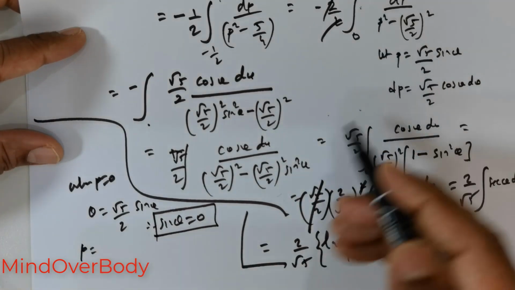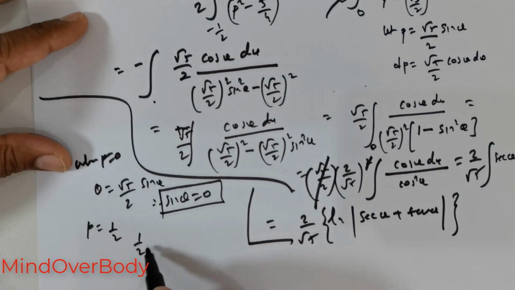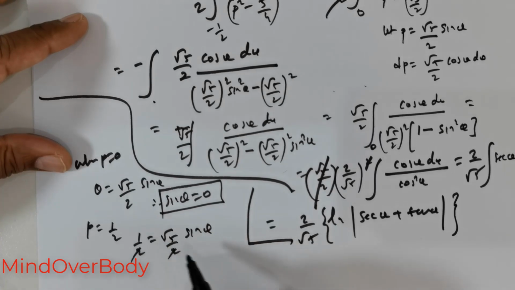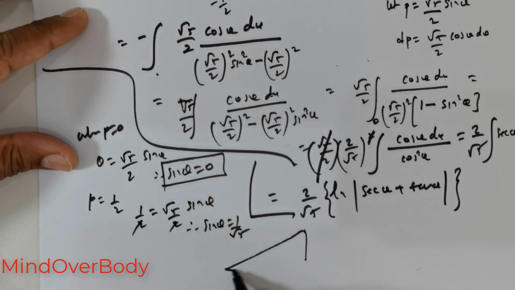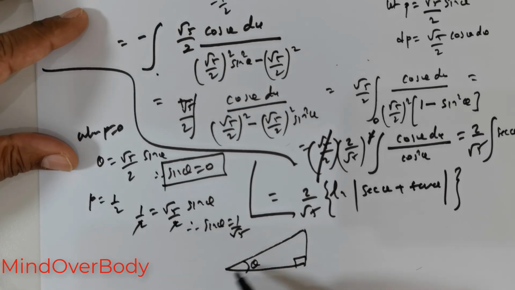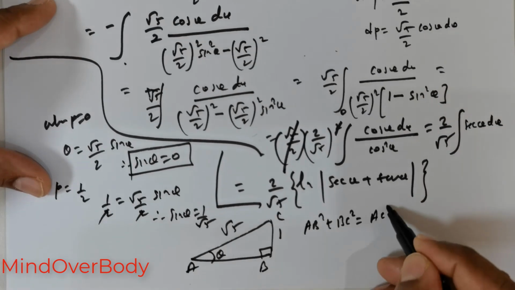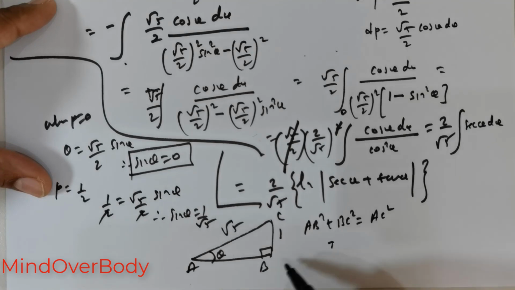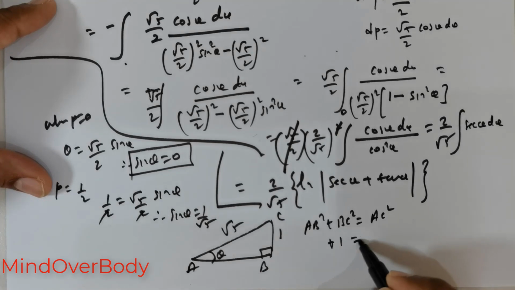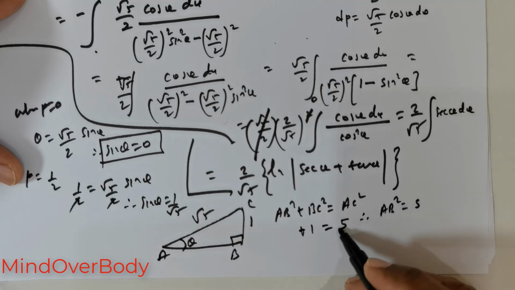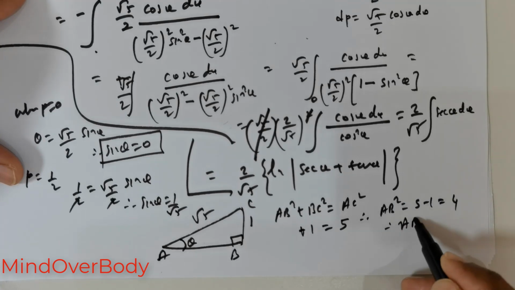Now p is equal to 1 over 2. So what happens here? That means 1 over 2 is equal to root of 5 over 2 times sine theta. So 2 will get cancelled. Therefore sine theta is equal to 1 over root 5. Now draw the right triangle, and this is theta. Sine theta is opposite over hypotenuse. If I take this as ABC, I get AB squared plus BC squared is equal to AC squared. BC squared is 1 squared, that's 1. AC squared is 5. Therefore AB squared is 5 minus 1, which is 4. Therefore AB is equal to 2.